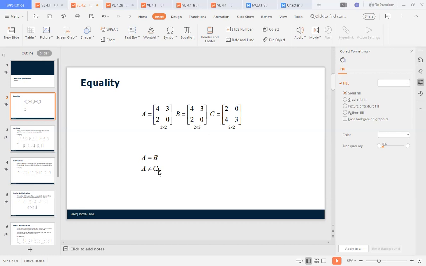For matrix C, A is not equal with matrix C here because even if they have the same dimension, the elements are not the same. The placement of the elements are not the same. Again, this is not part of matrix operation, but a description of the matrices. So let's go to the operations, class.